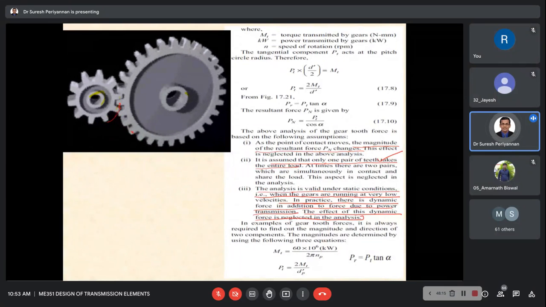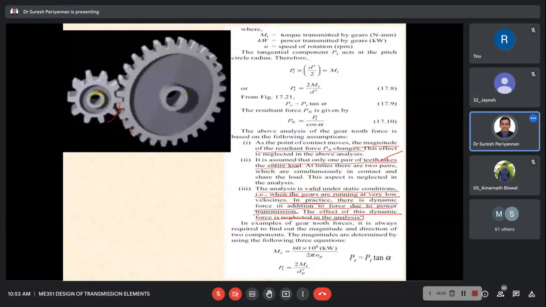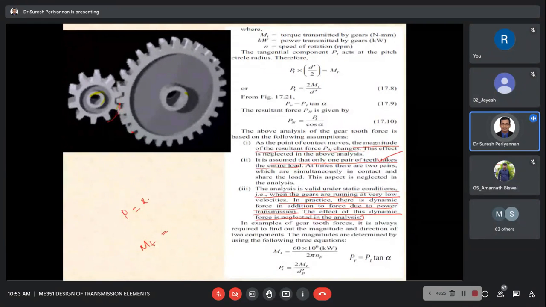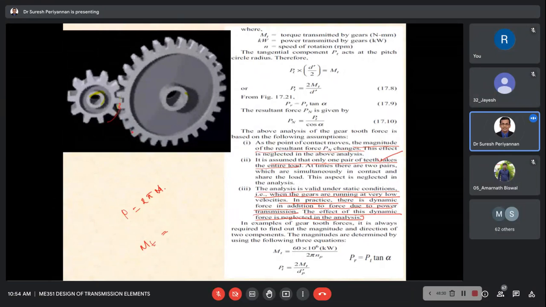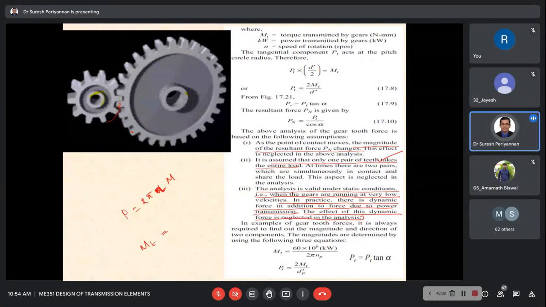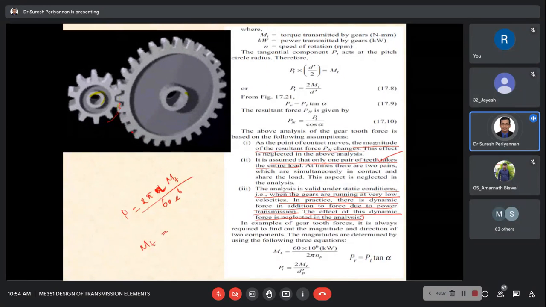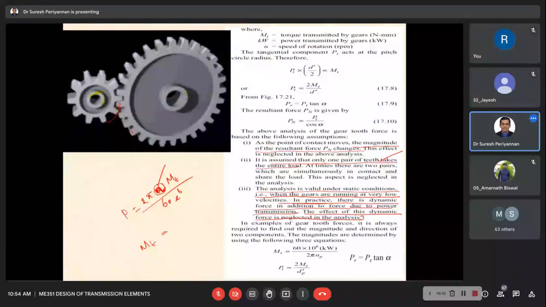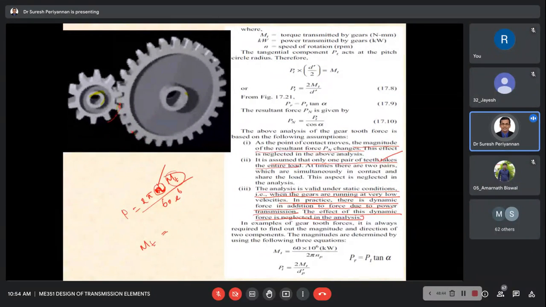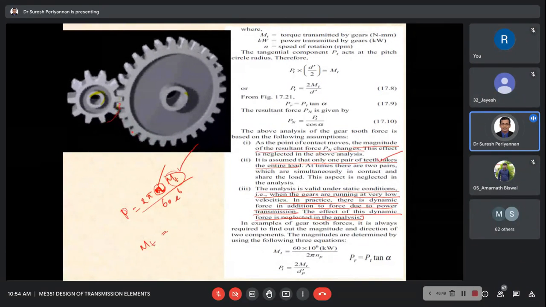Anyway, now we know we can define MT this way also. Power is equal to 2 pi NT divided by 60 e power 6, where N is the speed of the gear or pinion, and MT is the amount of torque transmitted. If we know how much power we would like to transmit, we are able to find out MT.